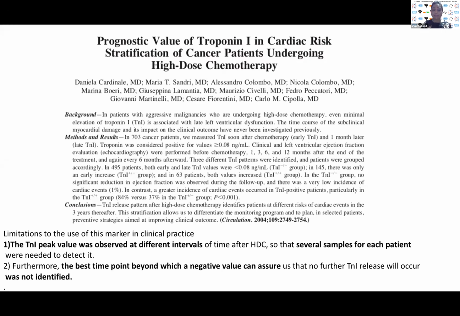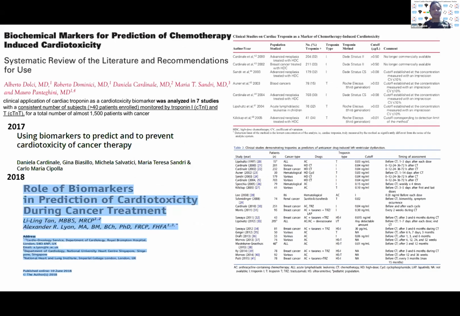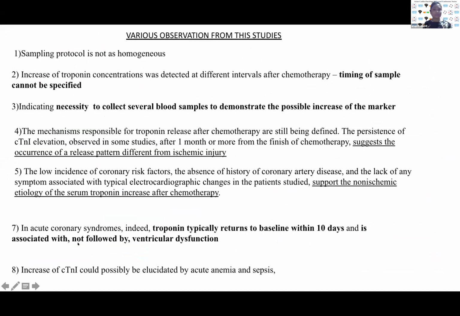Furthermore, the best time point beyond which a negative value can assure that no further troponin release will occur was not identified. And again, these are various systematic reviews of literature and recommendations for use of biomarkers for prediction of chemotherapy-induced cardiotoxicity, from the year 2000 to 2015. From these studies, various observations: the sampling protocol is not homogeneous, the timing of samples cannot be specified, and there is a necessity to collect several blood samples to demonstrate the positive increase of the marker.